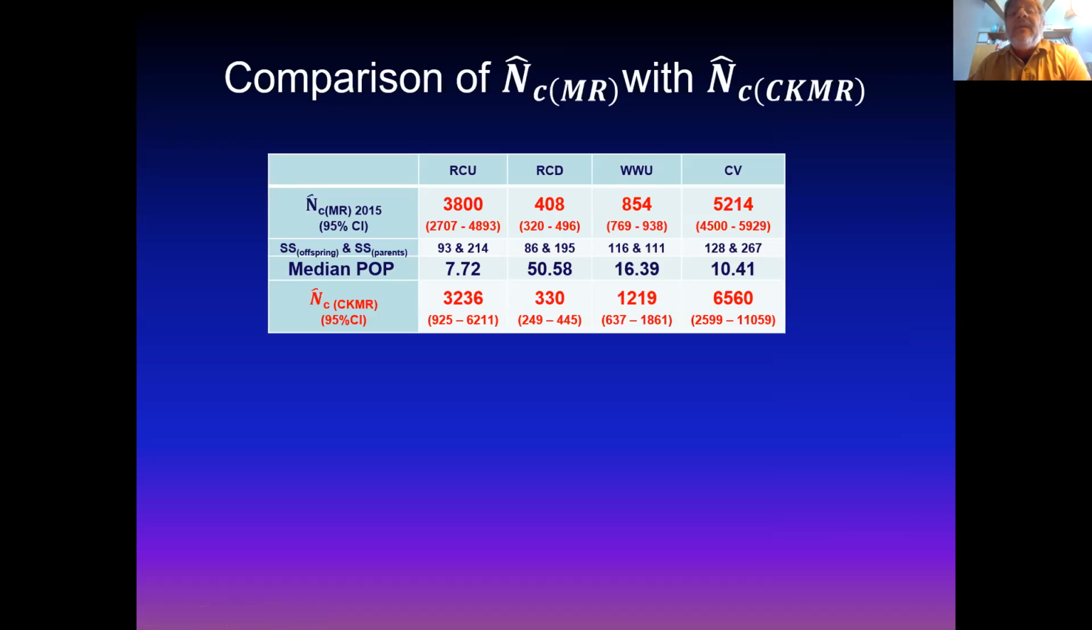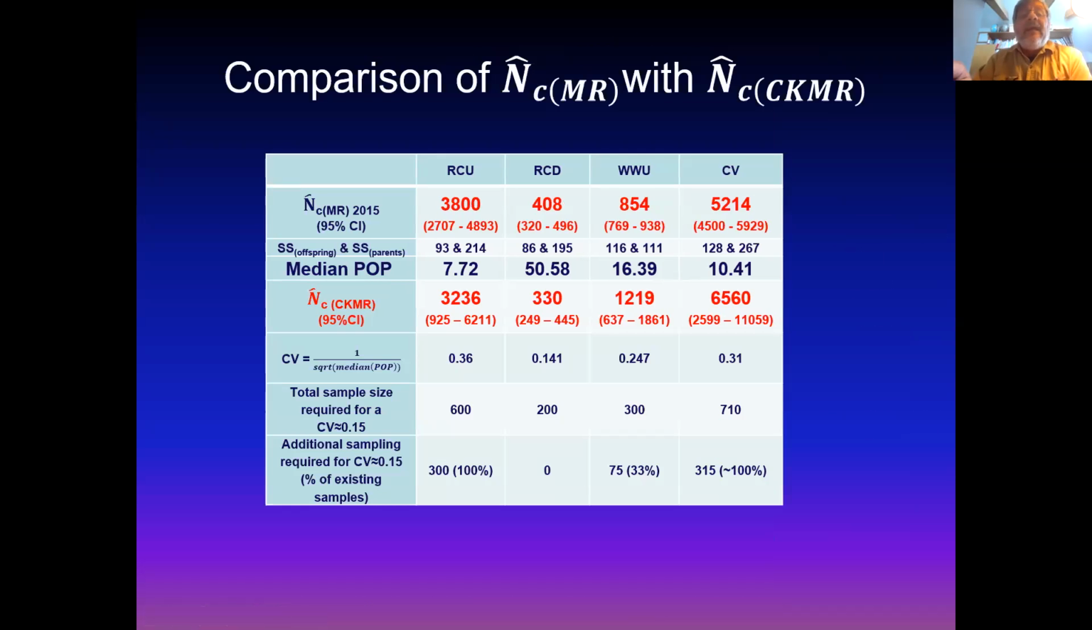So the next thing that I want to show is to what degree we needed to increase the sampling effort to get a reasonable estimate of population size. Estimating the coefficient of variation here is one over the square root of the median. And if we want to have a coefficient of variation that is roughly 15%, like here, in this case, we didn't need to increase the sampling effort at all. Just with the 200 that we had here, we were there.